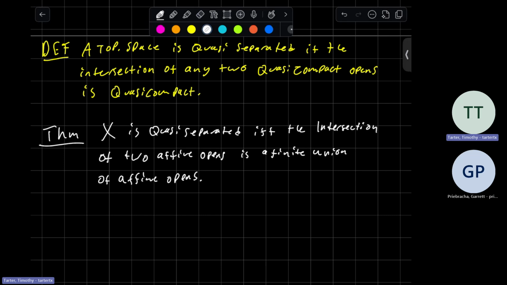Yeah. So we will pick up with more quasi-separatedness in like 30 minutes. I'll go ahead and stop.